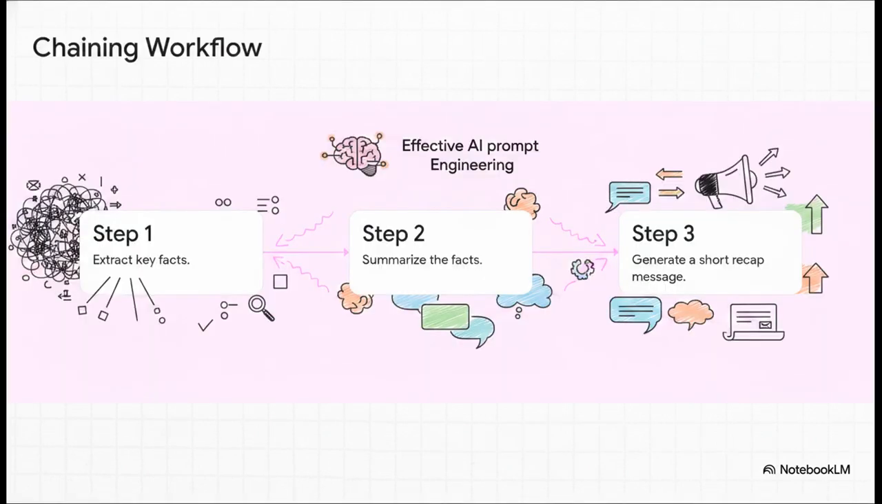You'll be amazed at how cleanly these patterns snap together in a real-world workflow. Imagine you're handed a massive, unstructured data dump. You don't just blindly ask the AI to deal with it. Instead, you chain the patterns. Step 1, you first extract the key facts. Step 2, you feed those newly extracted facts into a brand new prompt to summarize them. Step 3, you use that clean, tight summary to generate a final, polished recap message. You maintain total control at every single step of the journey.